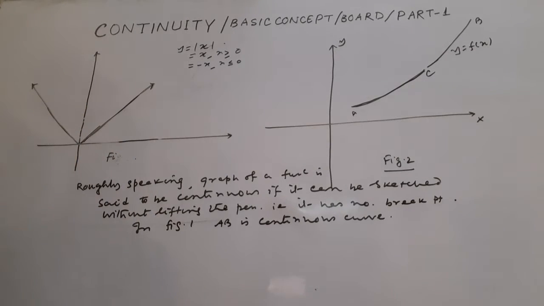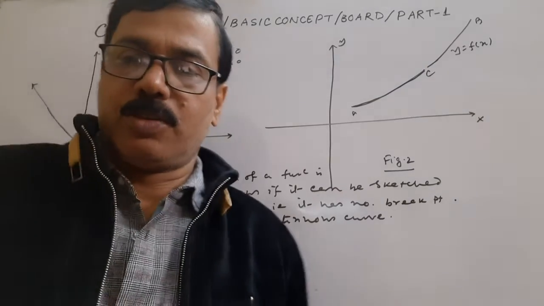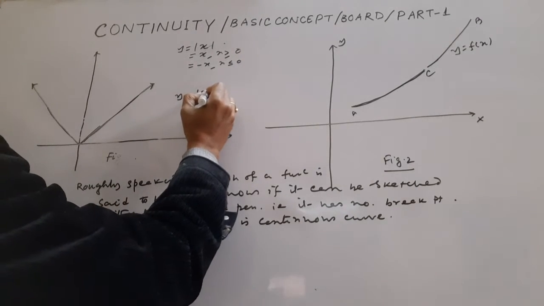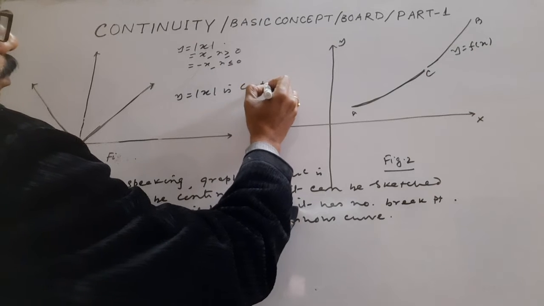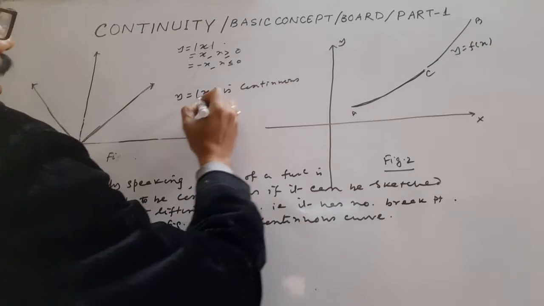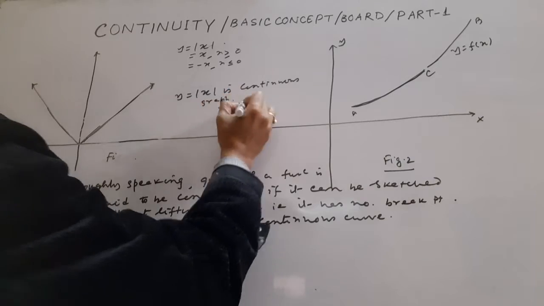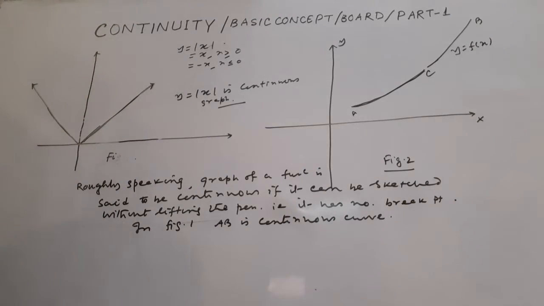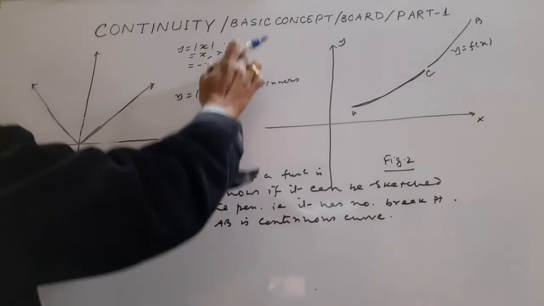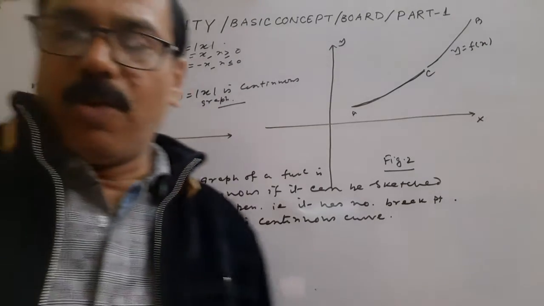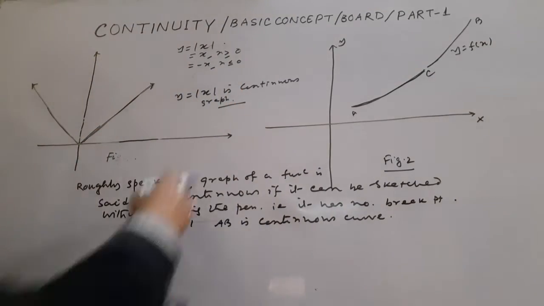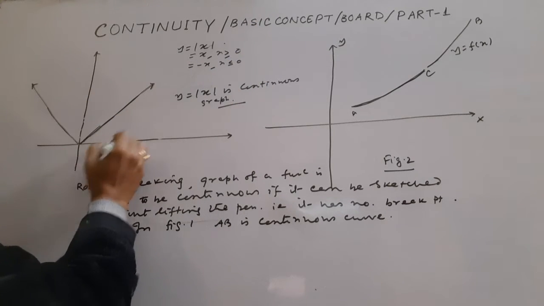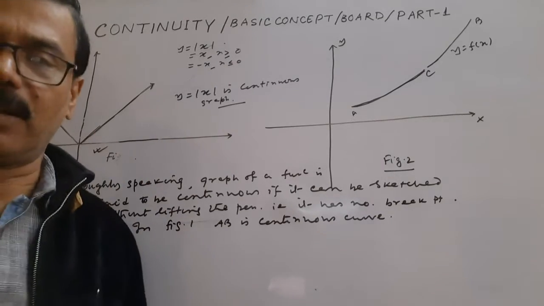So this is the graph of y equals to mod x. So y equals to mod x is a continuous graph. Look, a function will have discontinuity at the restricted point. So you have to check the discontinuity or continuity at x equals to 0. At x equals to 0, it has no break point. So it is a practical example.